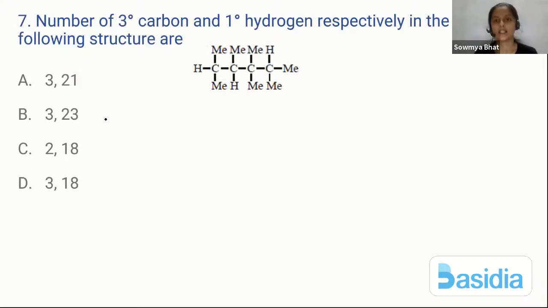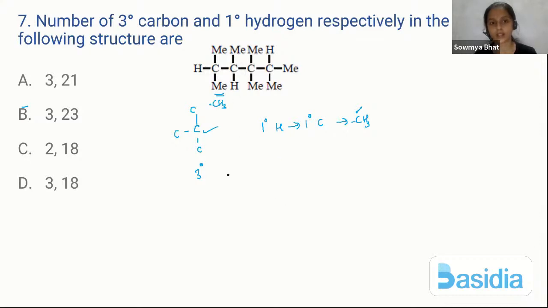Let's move to the next question. Number of tertiary carbon and primary hydrogen respectively. So the tertiary carbon refers to a carbon which is bonded to 3 other carbons. Okay, 3 other groups. And the primary hydrogen refers to the hydrogen which is attached to the primary carbon. That's just like the CH3 group. This carbon is primary carbon and these hydrogens are primary hydrogens. So here in the structure, Me refers to CH3.